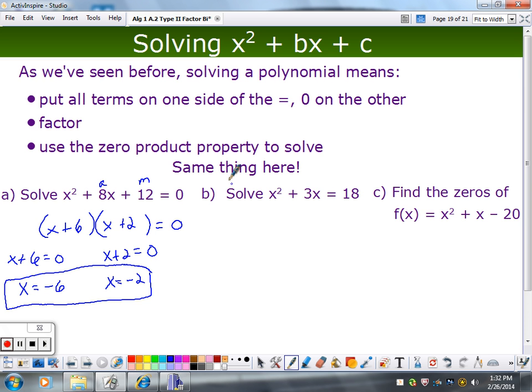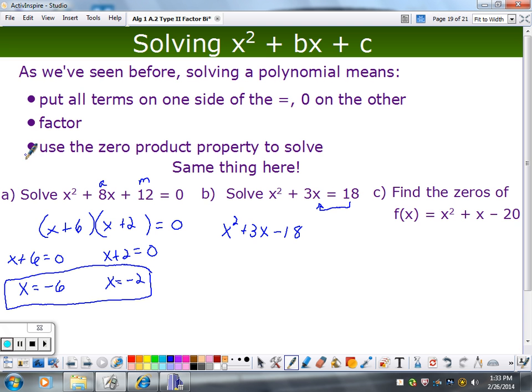Right? Okay, let's try this one. First step is, are all my terms on one side? I gotta move that guy over. Yeah. They're both the answers. There's 2 solutions. If you plug in -6, you get 0. If you plug in -2, you get 0.